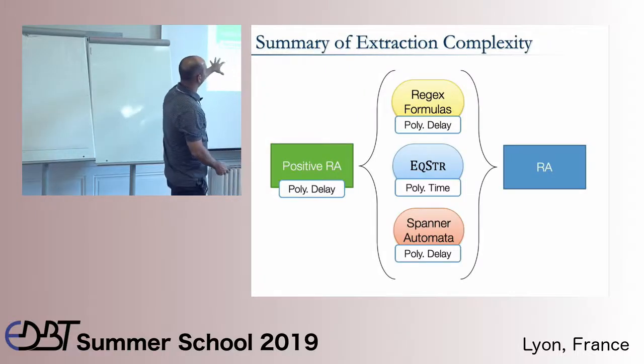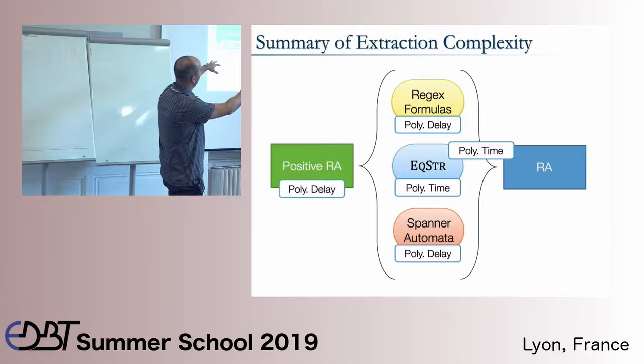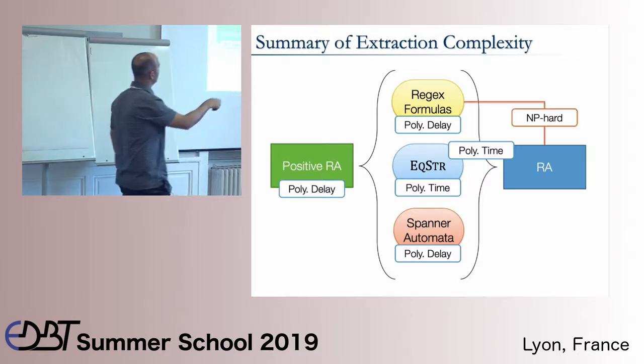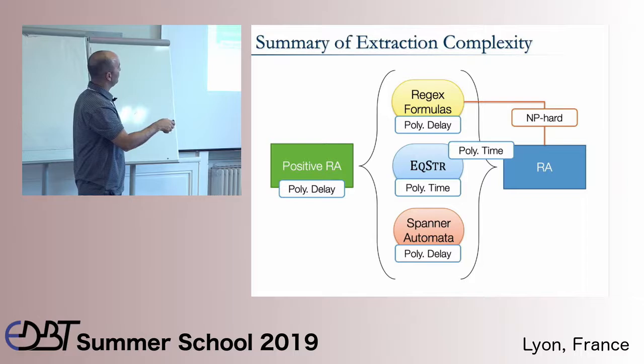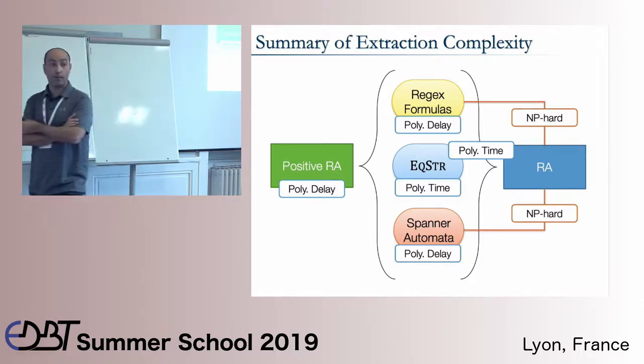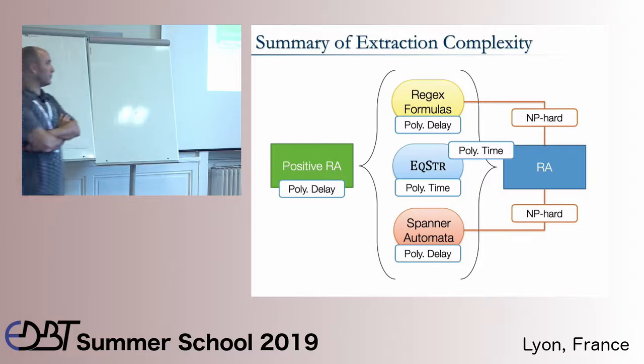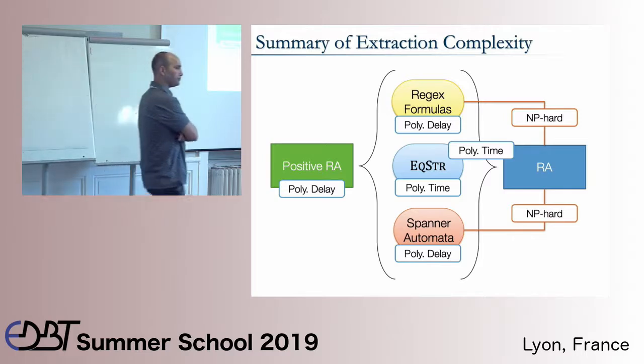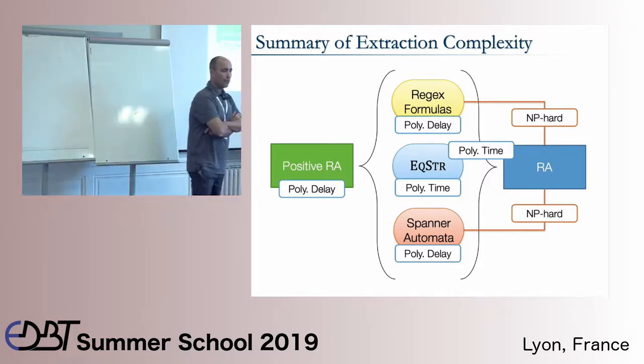And basically, this completes the picture of the relational queries. If you apply it to equal string quality, then this is all easy. But when you apply it to Regex formulas or to spanner automata, the extraction complexity is intractable. It is NP-hard. Okay? Questions so far?